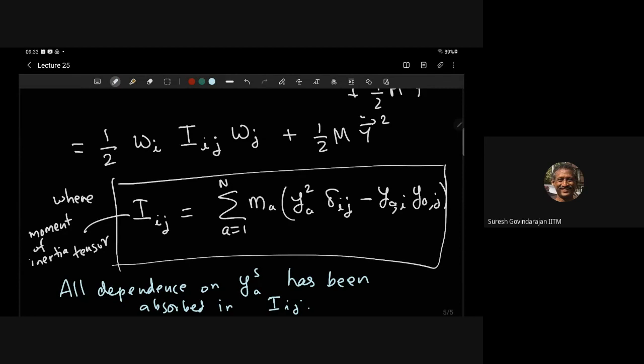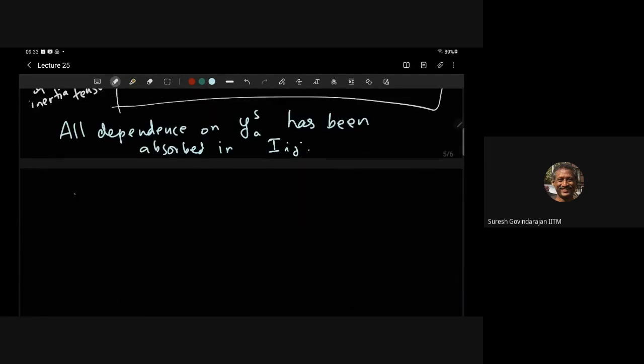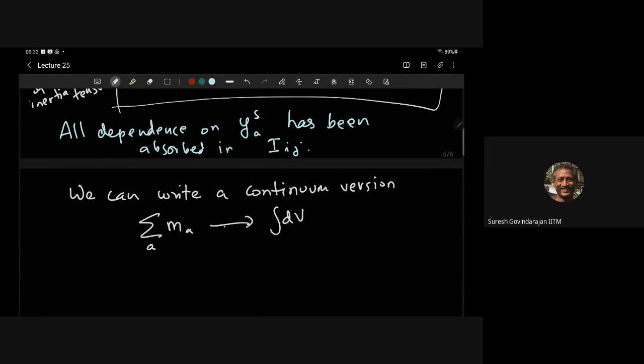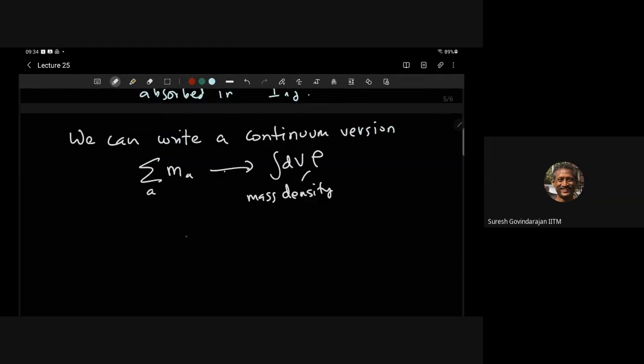Okay, and so now the thing is that usually we don't think of a rigid body as discrete particles. Usually we think of it as a continuum. So we can write a continuum version, where we replace the summation over a by an integral of dV rho, the mass density. So then there is a volume of this thing. So I_ij in such cases will be the integral over the volume of the rigid body, V is the volume of the rigid body, dV rho of y.